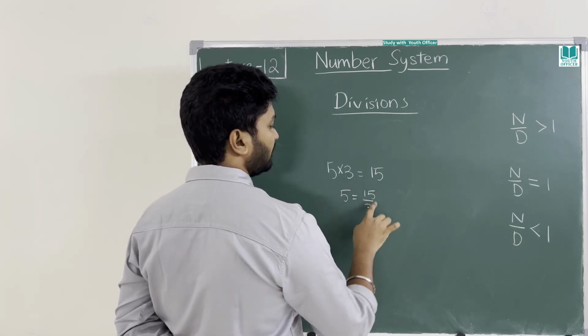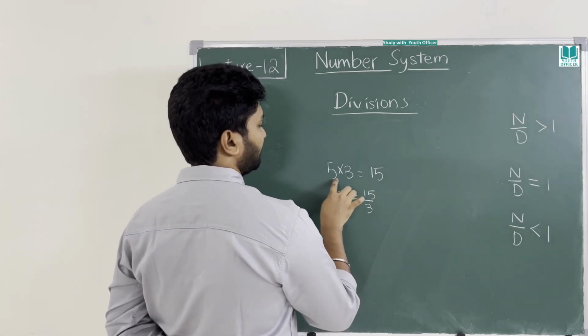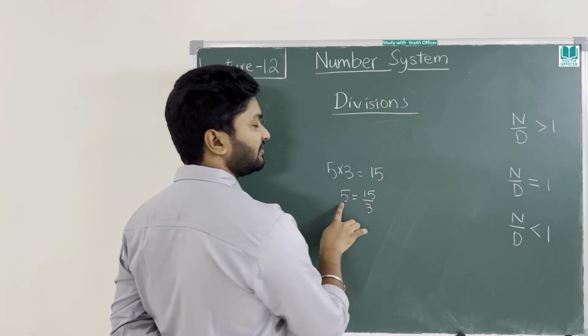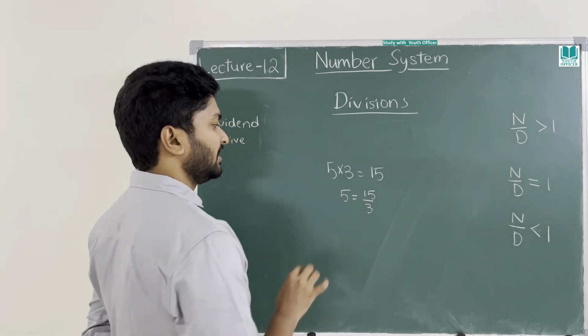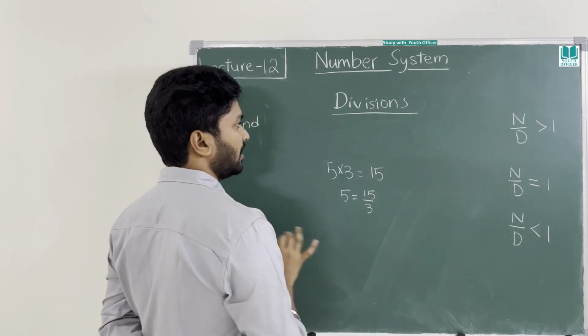15 by 3, already we know the value is 5. 5 into 3 is 15, so you will get the value 5. This is how divisions work.